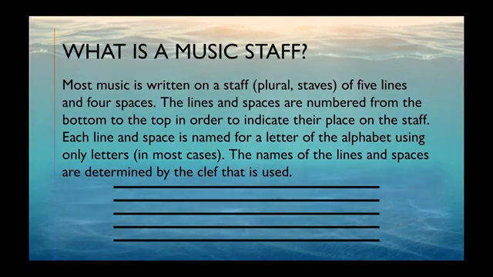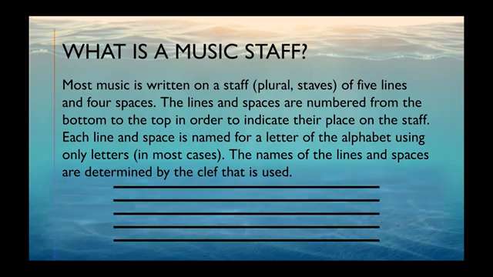Most music is written on a staff, plural staves, of 5 lines and 4 spaces. The lines and spaces are numbered from the bottom to the top in order to indicate their place on the staff. Each line and space is named for a letter of the alphabet, using only seven letters in most cases. The names of the lines and spaces are determined by the clef that's used, and we'll go over that later.